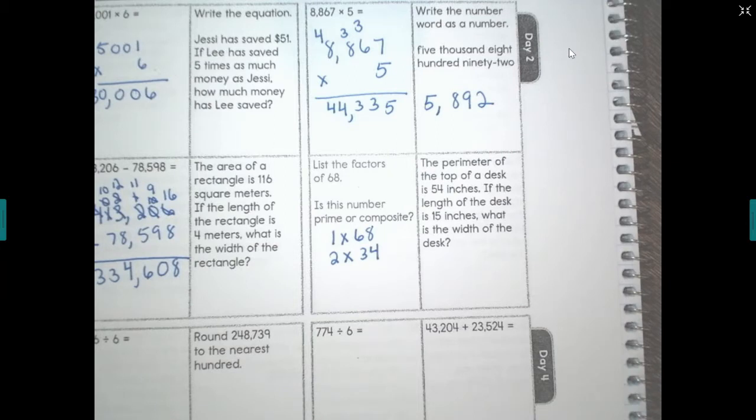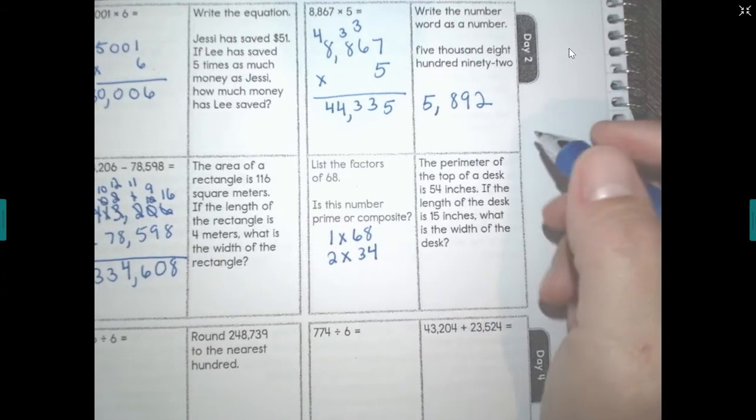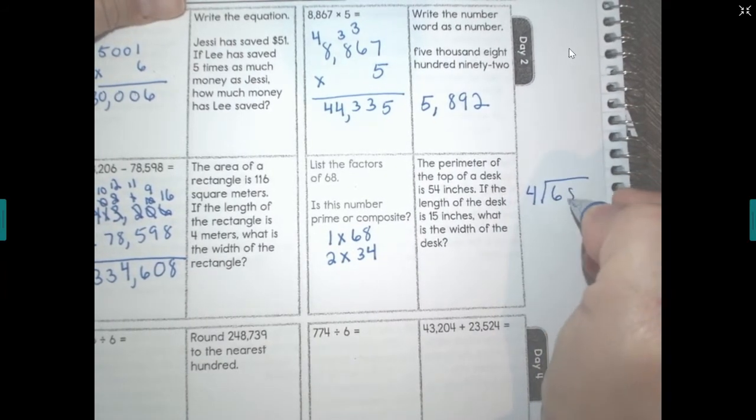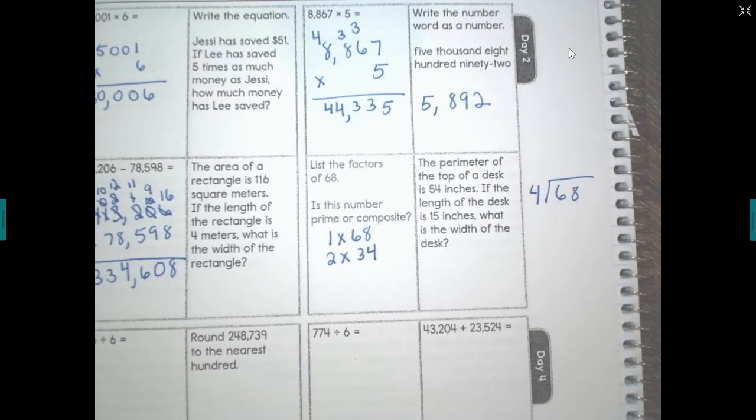All right, so now I need to check 4. Is there anything times 4 that will work? Well, I know 4 times 10 is 40, and 4 times 12 is 48. So I'm going to have to do some checking here. I could use division to help me figure this out as well. So I'm going to go over to the side, and I'm going to see if 68 divides evenly by 4 without a remainder. If it does, then 4 will work.